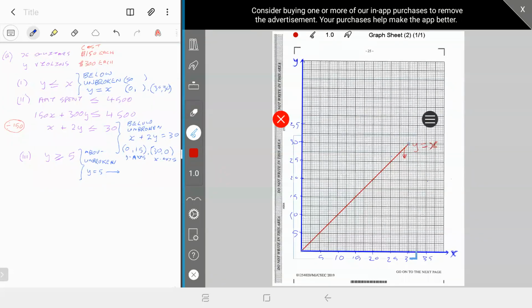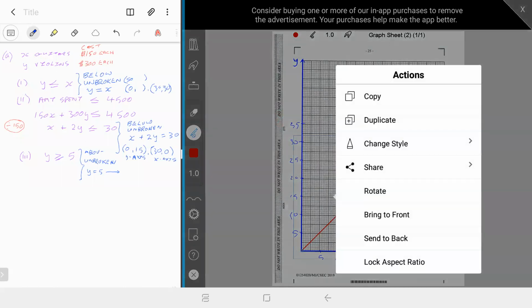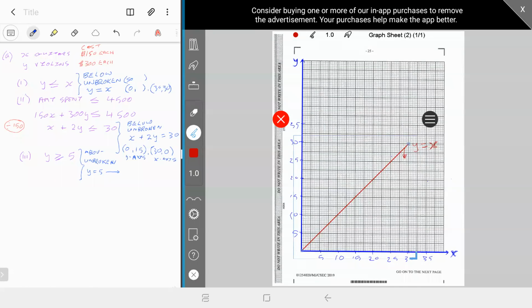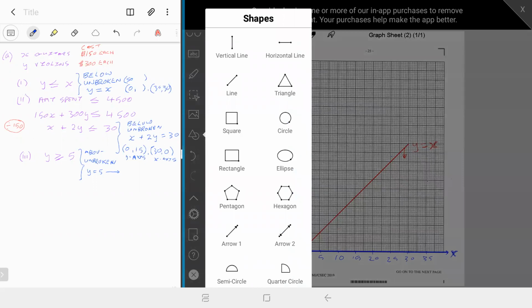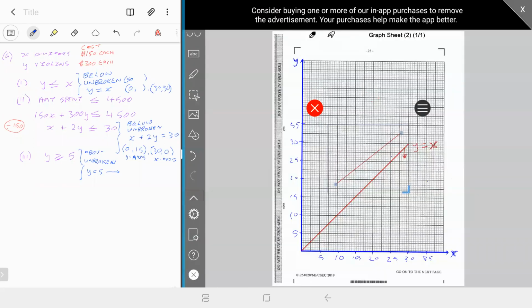All right, I'm actually going to copy this line, and I'm going to, it's not working. All right, that's not working. So let me get another line. I'm going to draw another line, so I can get another line from here. The second one I'm going to draw now. This is the second one.